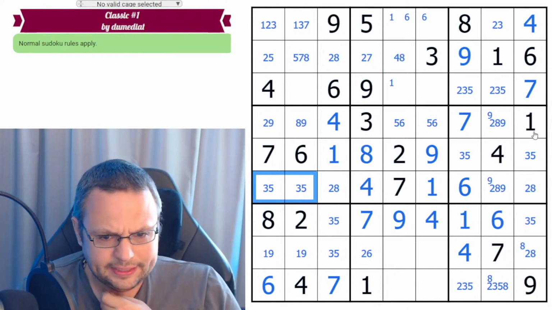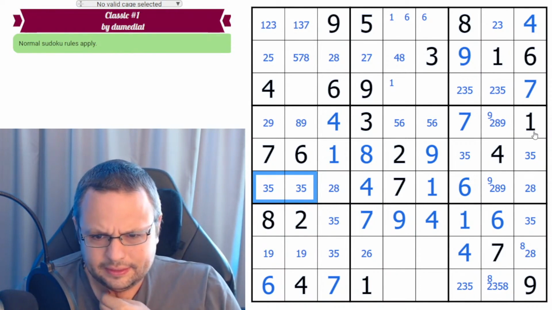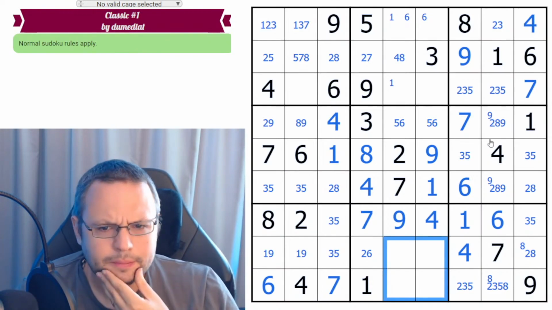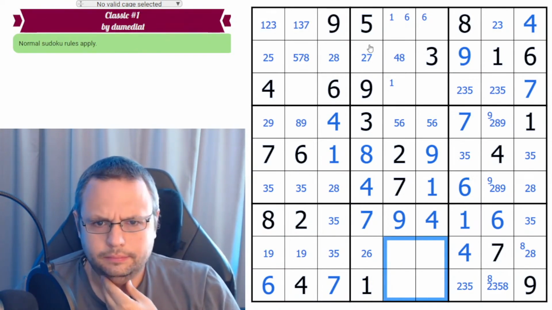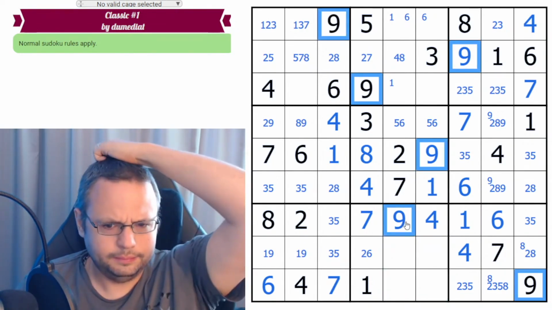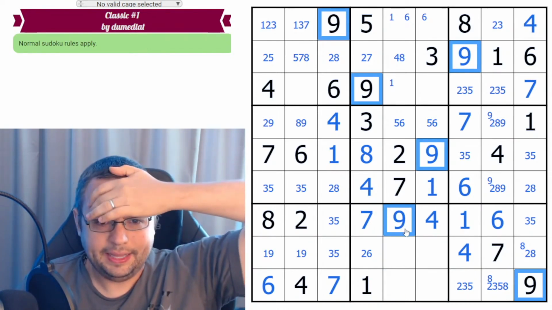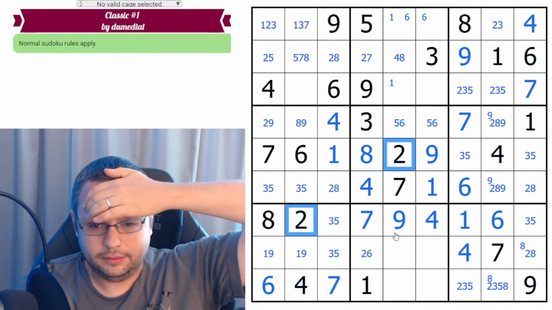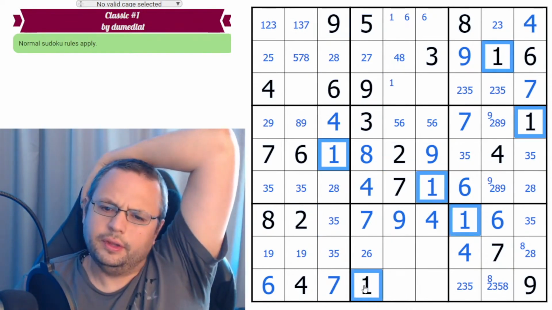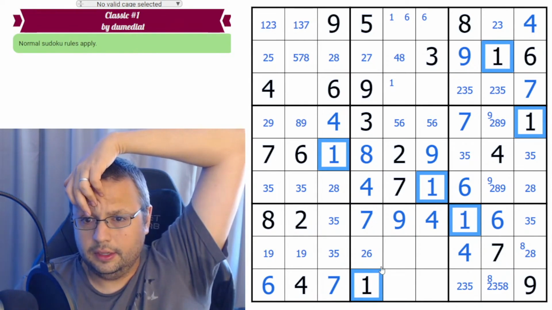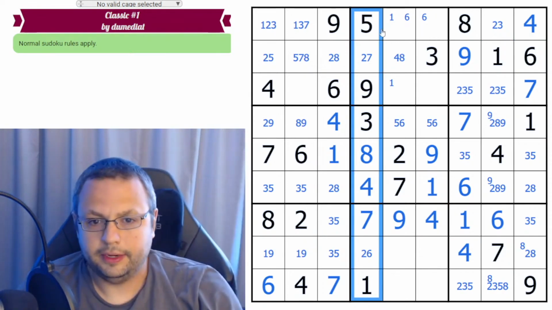So we have that. Trying to decide if I know where 3 goes down here. I fear I do not know where 3 goes down here. Let's see. Pencil marks, pencil marks. Yeah, I'm not going to get my last 9 until I know what's going on over here. Still not doing much with 2s. Still not doing much with 1s. Oh, this column is ridiculous.